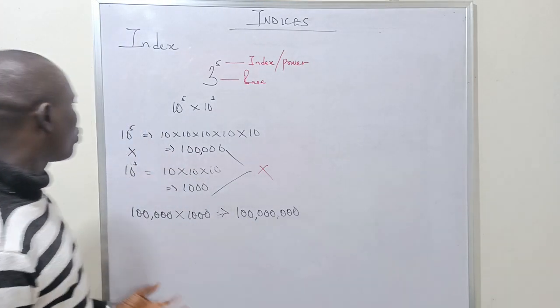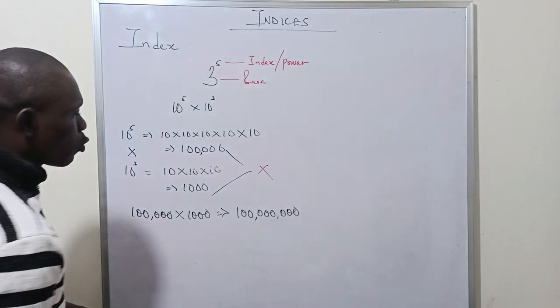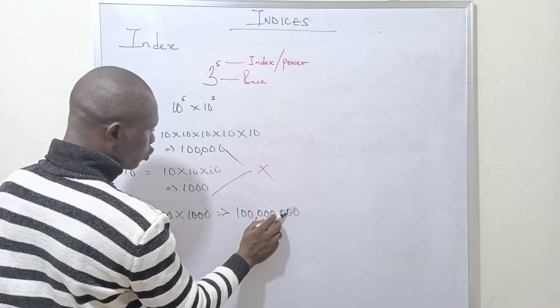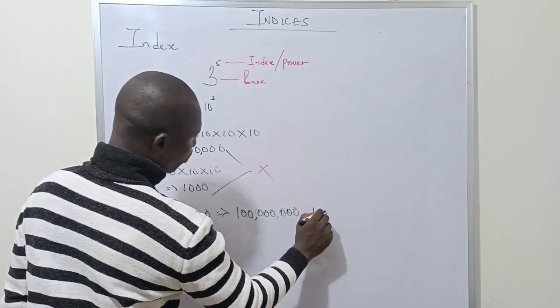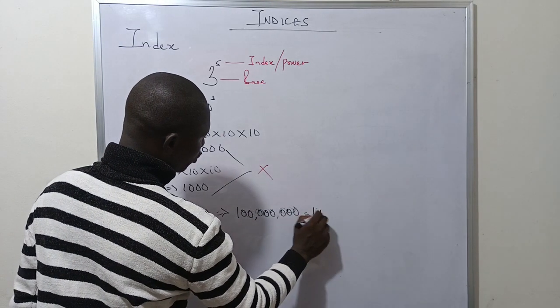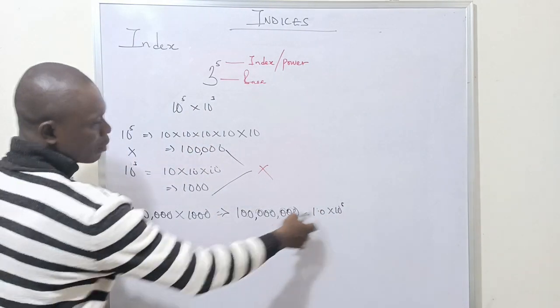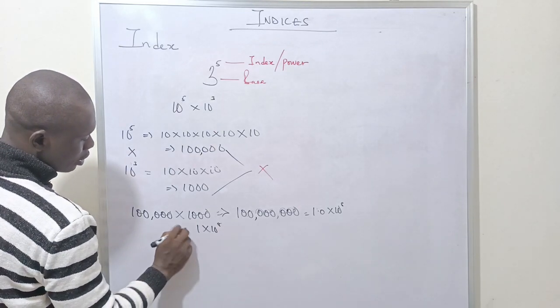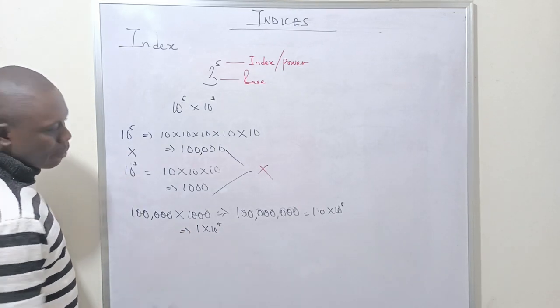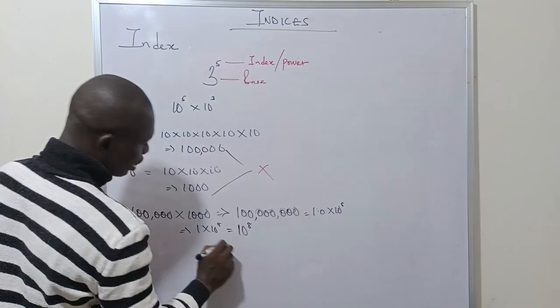Now I'll need to put this in standard form because the question here is a power and base. So what I'm going to be doing here is count 1, 2, 3, 4, 5, 6, 7, 8. This is going to be 1.0 times 10 raised to the power of 8. And you know that anything multiplied by 1 is still that thing. So this is also the same thing as 1 times 10 raised to the power of 8. The answer is going to be 10 raised to the power of 8.